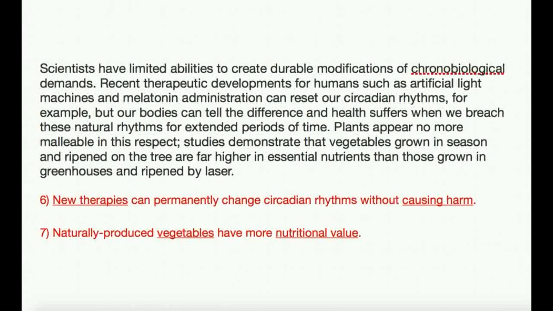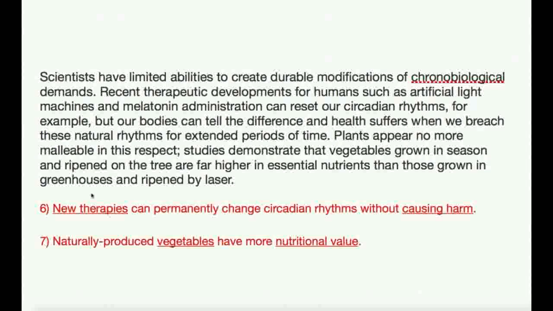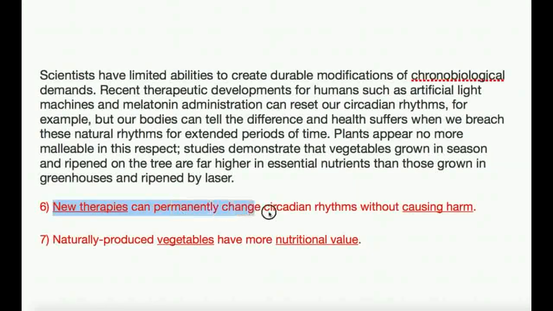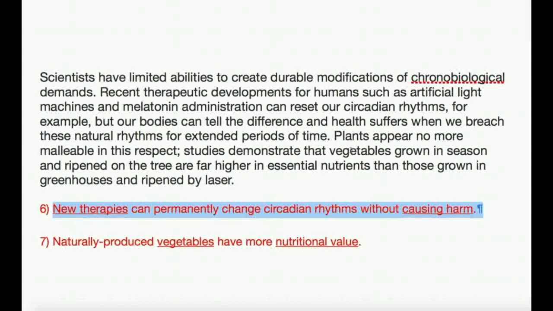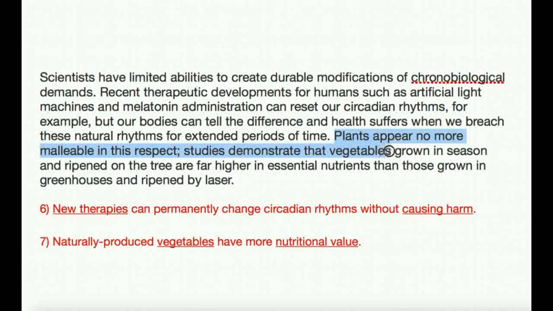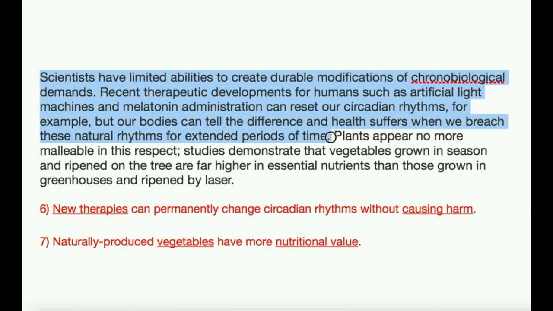Now we'll look at statement 6. New therapies can permanently change circadian rhythms without causing harm. Now we know already it's in this paragraph. Here it starts talking about plants and vegetables, which is statement 7. So we're focusing on this part here. Scientists have limited abilities to create durable modifications of chronobiological demands. Limited abilities means it's difficult, so they can't do much.